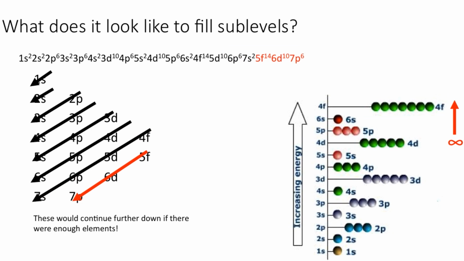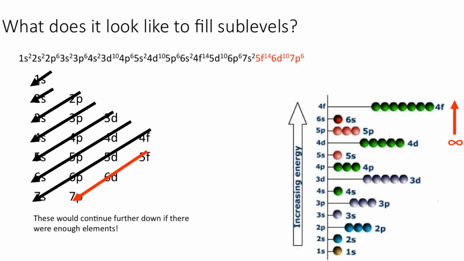Finally, we're going to fill the 5f, 6d, and 7p sublevels. Now, as I stated earlier, this pattern could theoretically continue to infinity, but we're going to reach a point where an atom is going to be so unstable that it would likely never exist and electrons would be immediately ejected from the atom as opposed to existing at these higher energy levels.